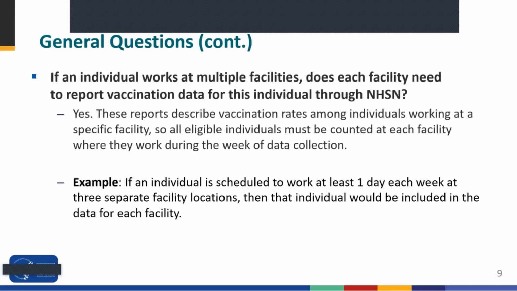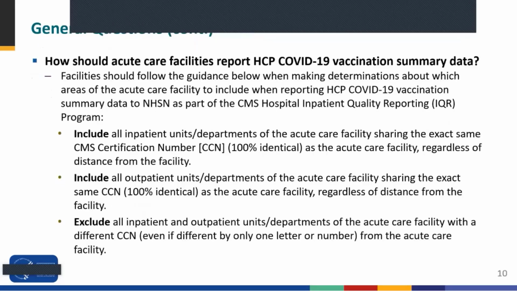In these cases, all eligible individuals must be counted at each facility where they work during the week of data collection. This is important since these reports describe vaccination rates among individuals working at a specific facility. So if an individual is scheduled to work at least one day each week at 3 separate facility locations, then that individual would be included in the data for each of the 3 facilities. We have also received questions from facilities about how hospital units and departments should be accounted for in the data.